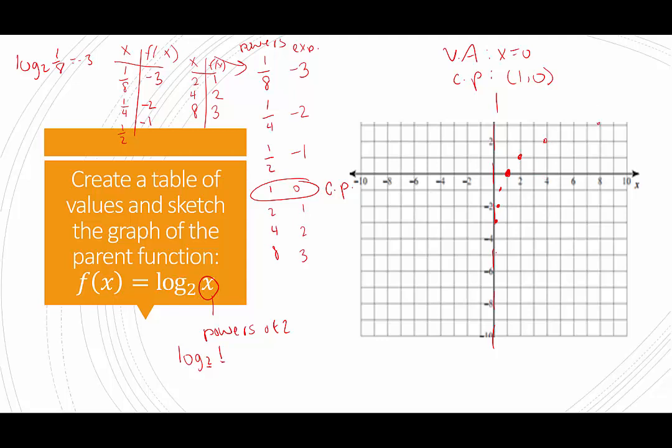So we want to connect with a nice smooth curve. We don't want to cross our vertical asymptote. And we can see that as the x values get bigger, we're getting further away from that vertical asymptote. So this is a graph of a logarithmic function. This is the parent function.